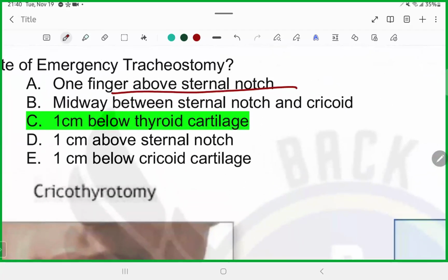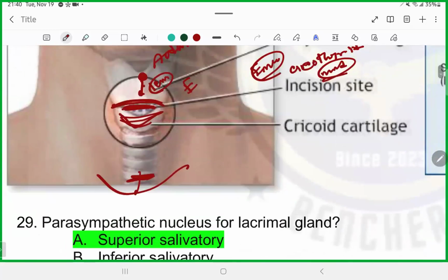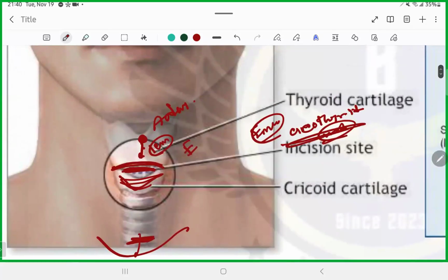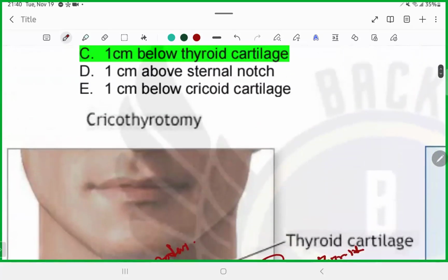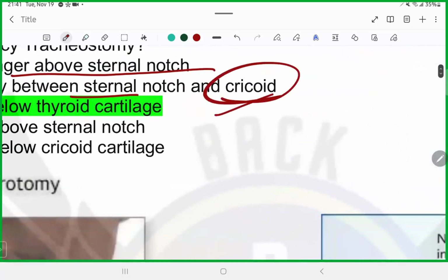One finger above sternal notch? No, sternal notch is here. One finger? No, we can't do that. The hair is nowhere near cricothyroid membrane. Midway between sternal notch and cricoid? No, no. Here's the problem.